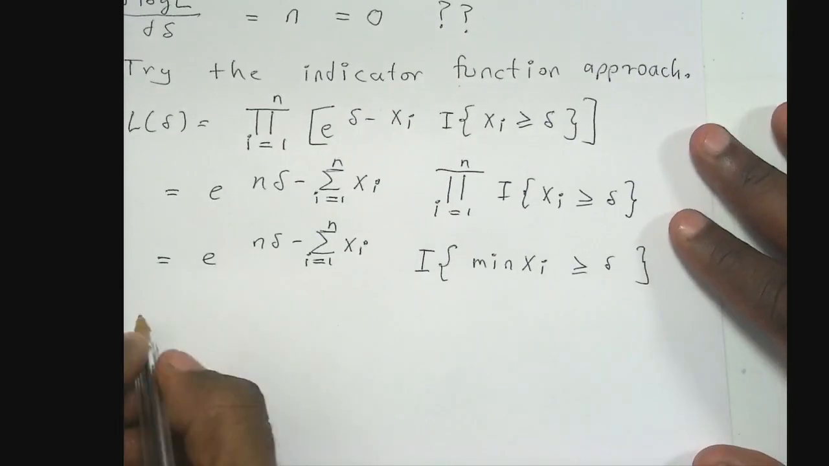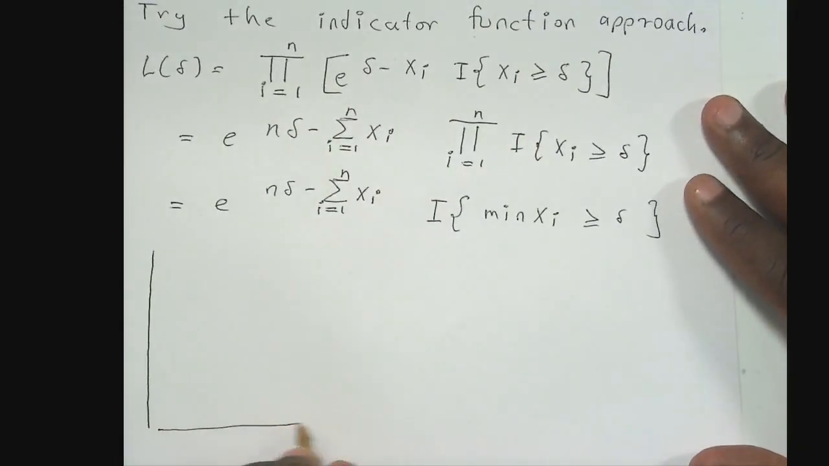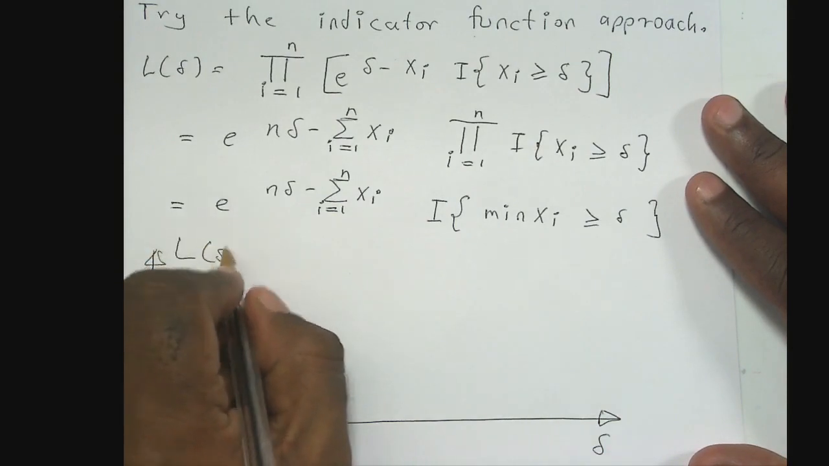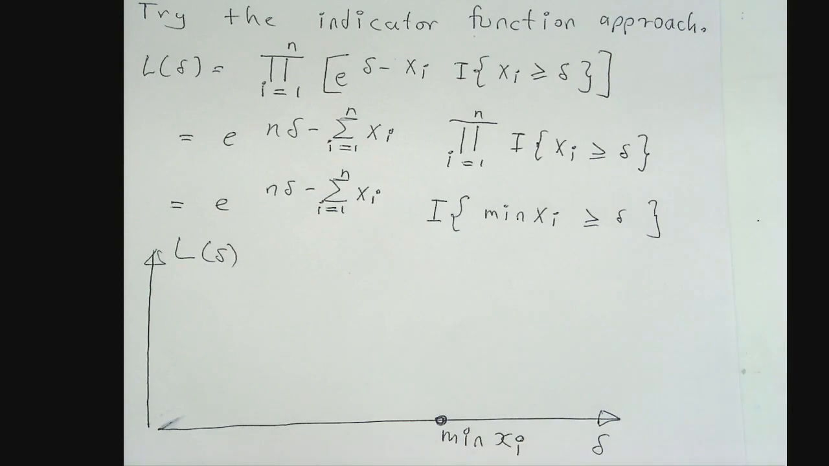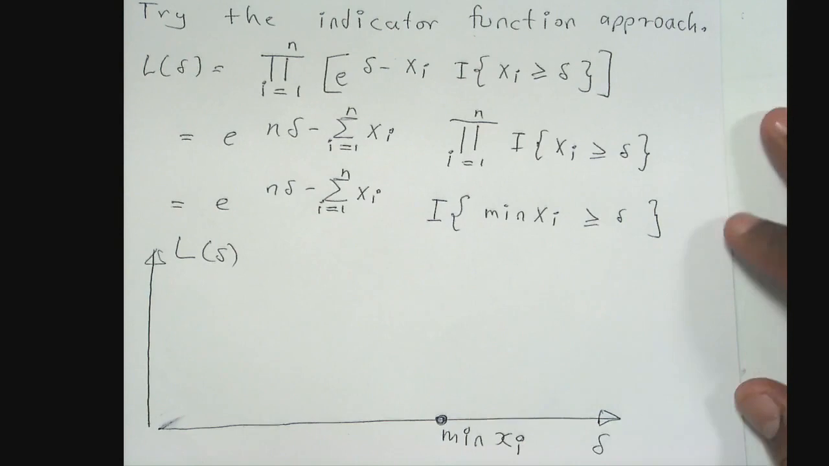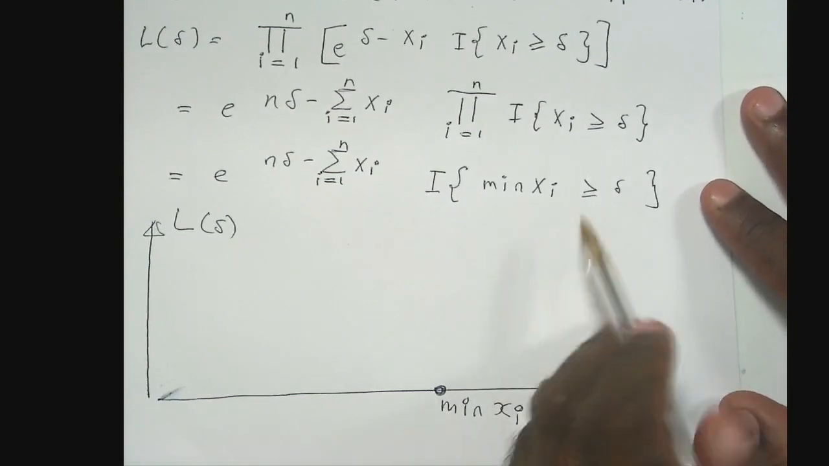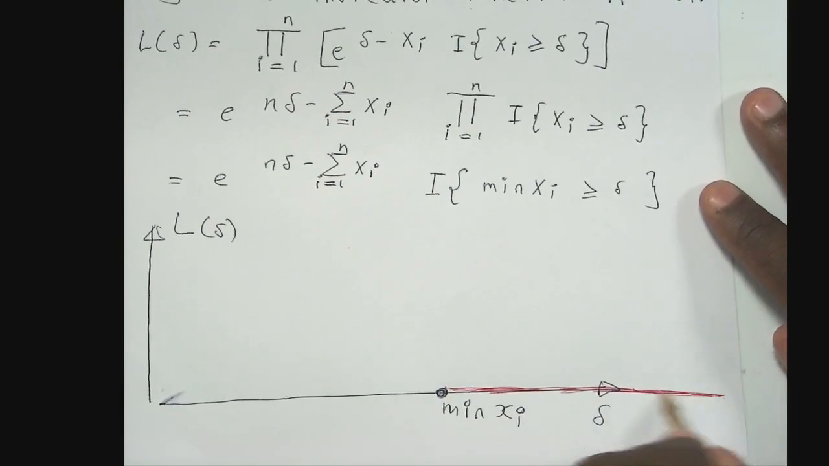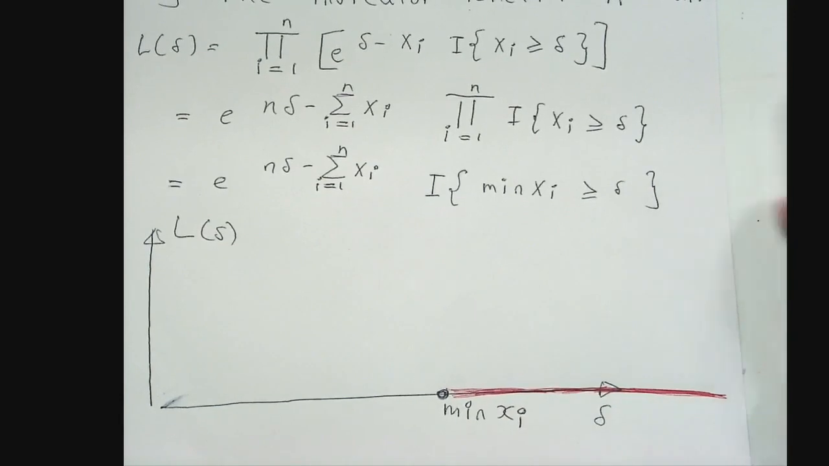And the next thing you need to do, guys, is to plot L of delta versus delta. Suppose this is your min of xi, yeah? Now, we know that if delta is over here, then this condition is not satisfied. So this red is flat 0 over here, guys. It will be 0 here.